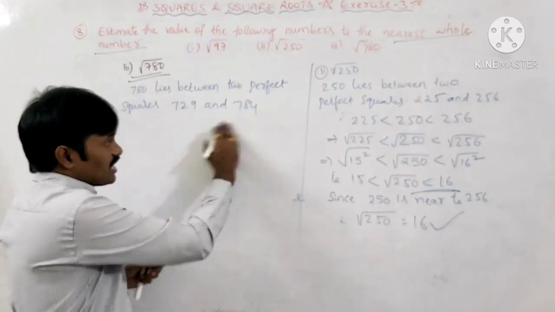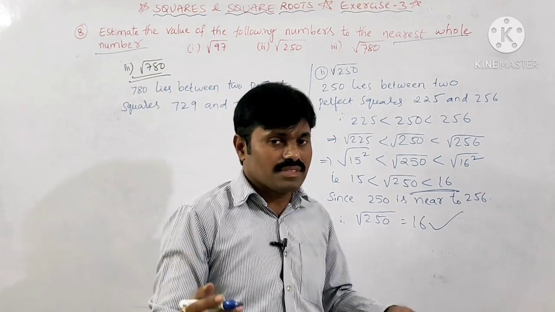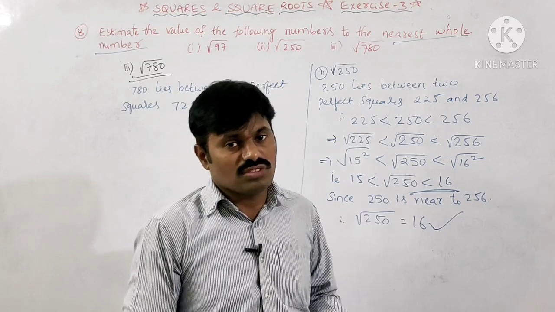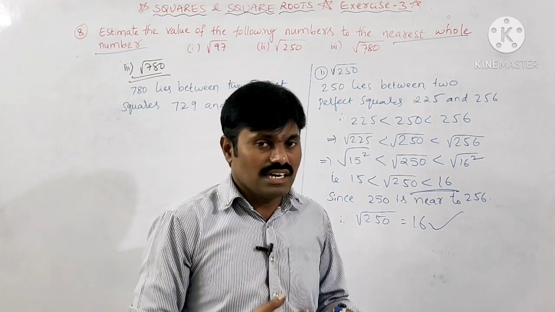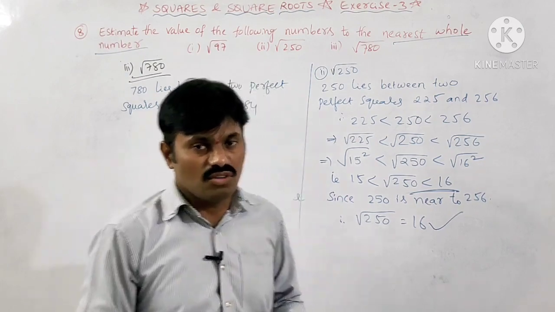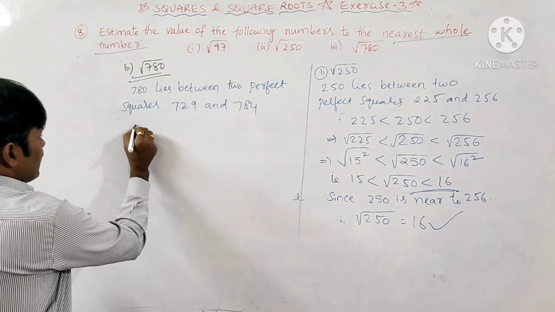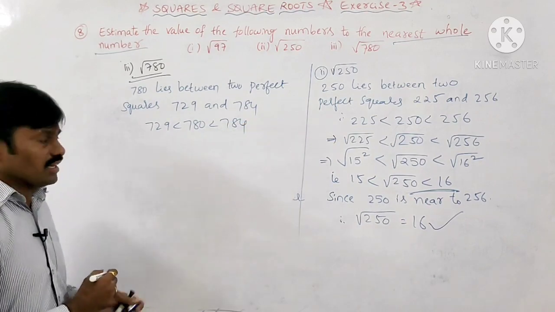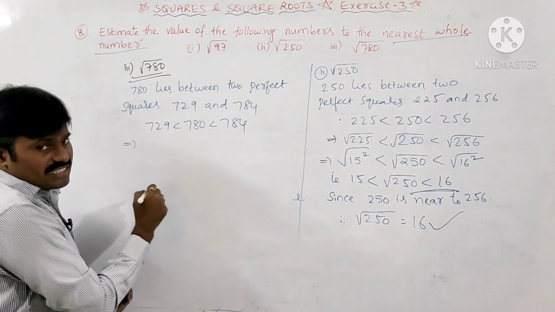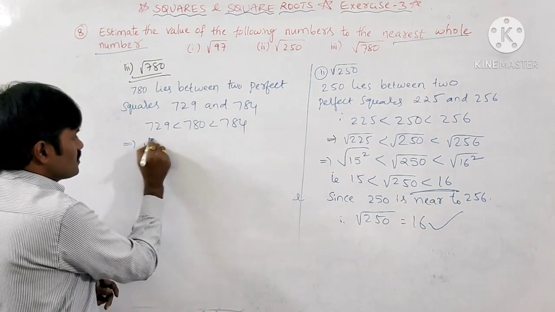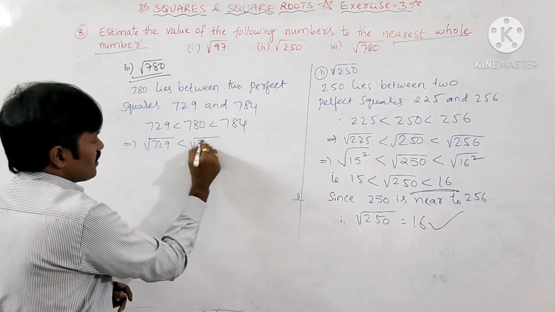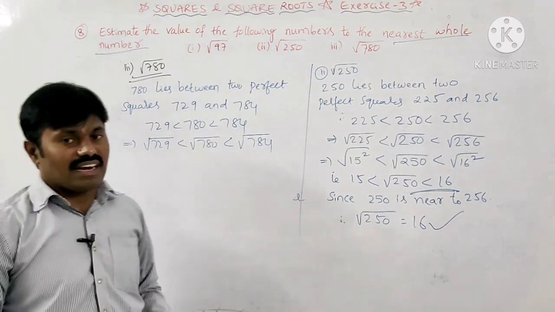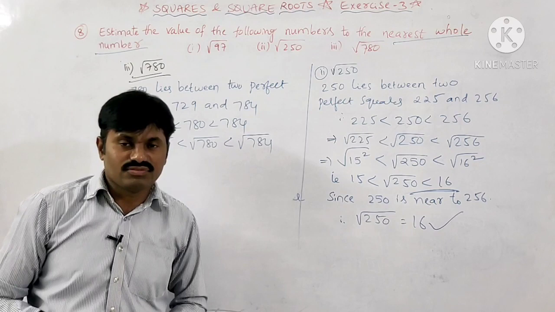That is why I informed you many times that we have to learn perfect squares up to 30. Then it is easy for us to solve problems, and we can solve them faster. So here I can write 729 is less than 780 less than 784. I want the square root of 780, so give the square root sign for every number. Then it becomes square root of 729 less than square root of 780 less than square root of 784.